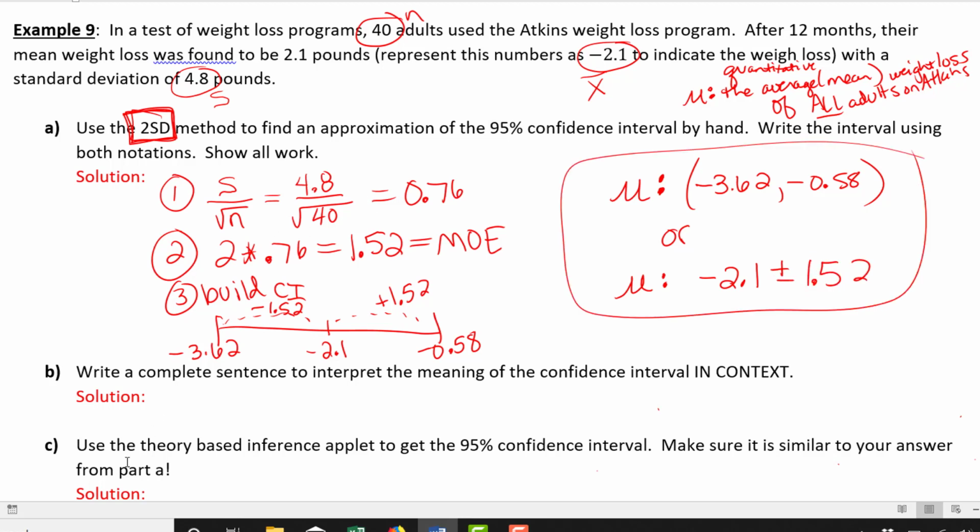Part B asks us to write a complete sentence to interpret the meaning of that in context. So the way we would say this is that we are 95% confident that the mean weight loss of all adults using Atkins is between 0.58 pounds of weight loss and 3.62 pounds of weight loss during the first 12 months.